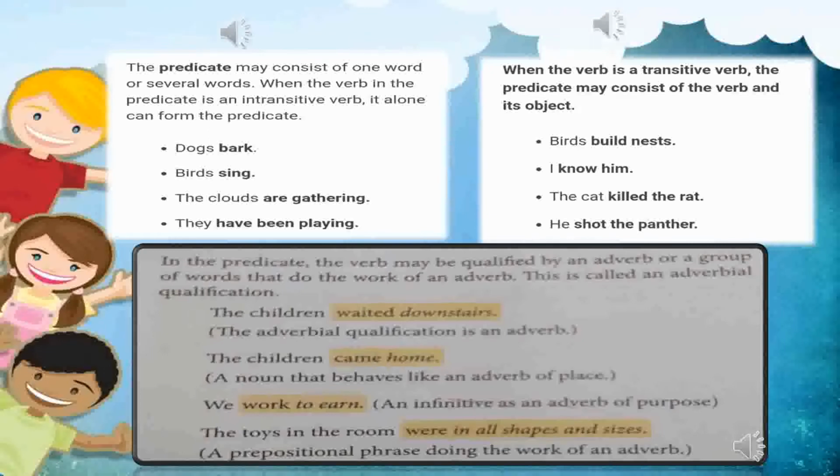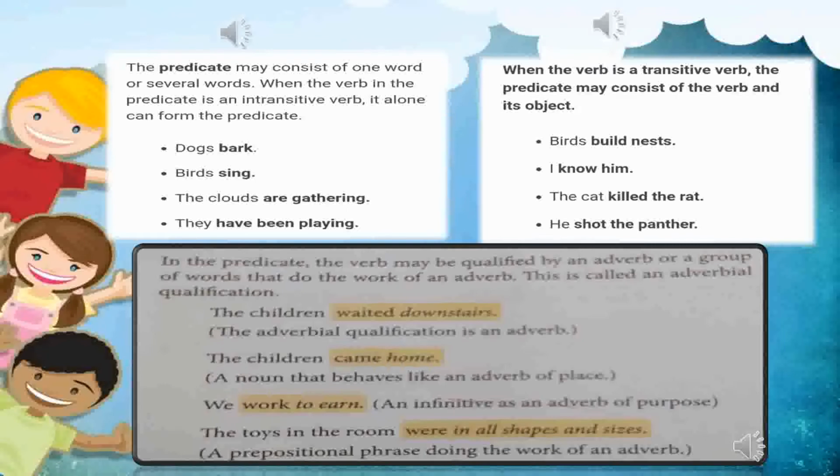And in the predicate, the verb may be qualified by an adverb or a group of words that do the work of an adverb. Either a word along with the main verb can be an adverb, or a group of words that do the work of an adverb. This is called an adverbial qualification. See the following examples. The children waited downstairs. Here the word downstairs, the adverbial qualification, is an adverb.